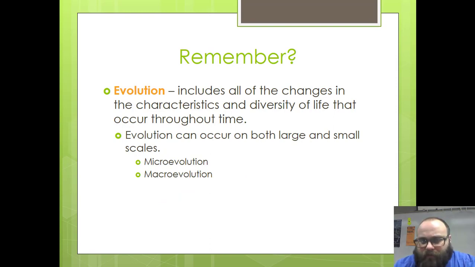So we talked about evolution very briefly last week, and evolution is, at the end of the day, a change in allele frequencies in a population over time. It's not an animal changing into another animal, it's a population changing over a gradual period of time.